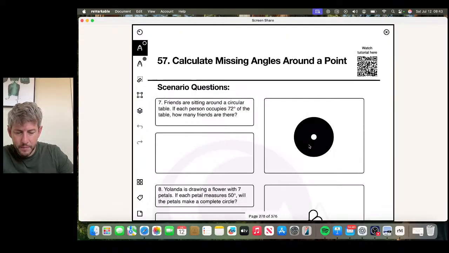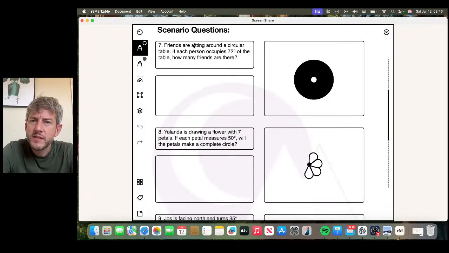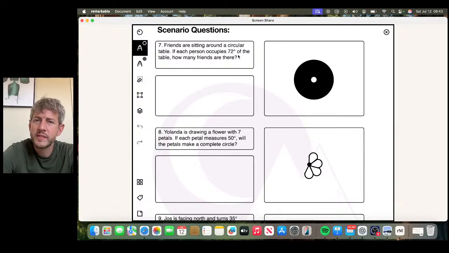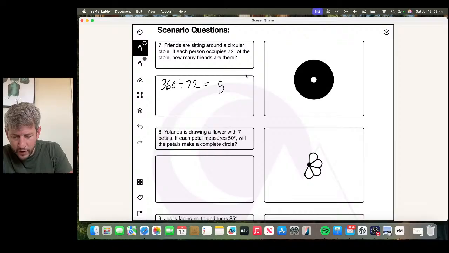Question here. Friends are sitting around a circular table. If each person occupies 72 degrees of the table, how many friends are there? Okay, so it's 360 degrees divided by 72, and that equals 5 friends.